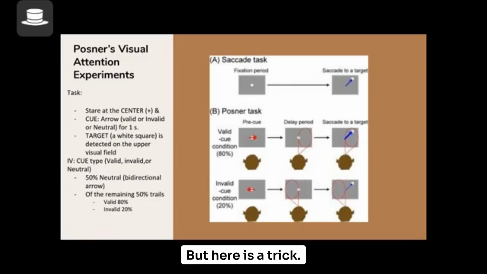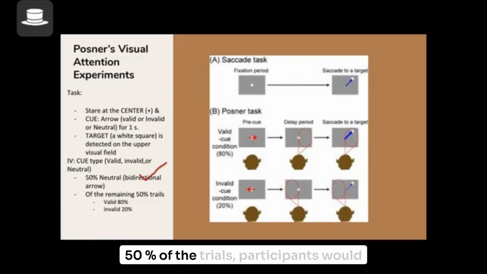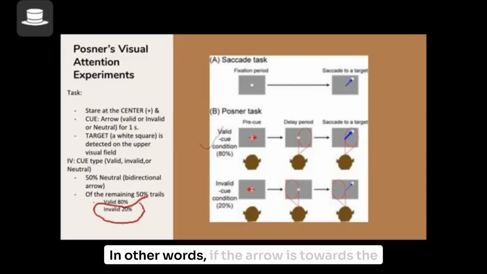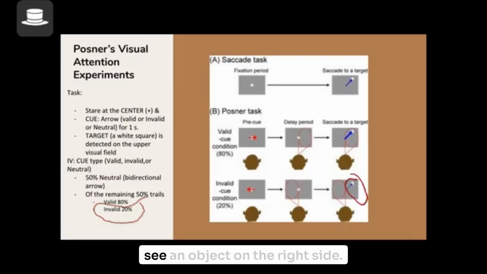But here is the trick. In 50% of the trials, participants would experience a bidirectional arrow. Of the remaining 50% of the trials, 80% would be valid. In other words, if they see a right arrow, they'll see an object on the right side. If they see a left arrow, they'll see an object on the left side. But the key point is the 20% of the remaining trials are invalid. In other words, if the arrow is towards the right, they'll see an object on the left side. If the arrow is towards the left, they would see an object on the right side.